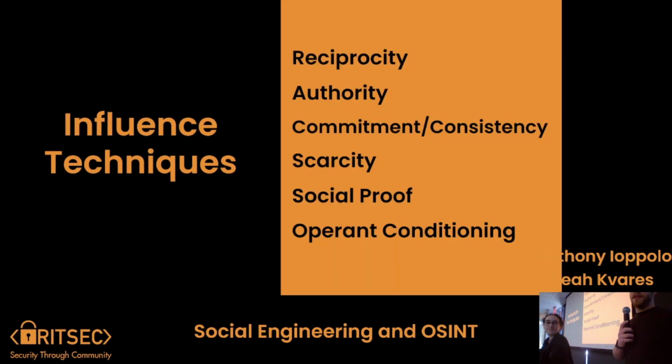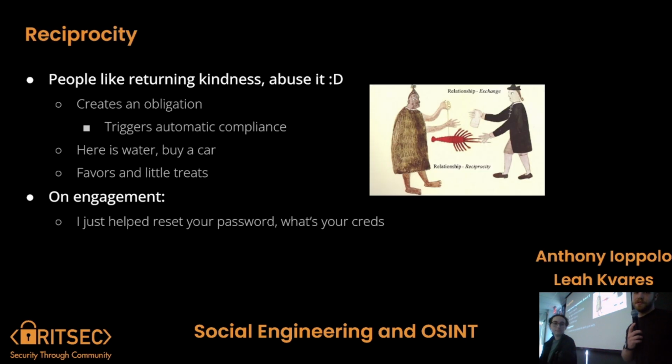So there's basic ones that human nature kind of revolves around, like reciprocity. A lot of these are going to be similar to the rapport techniques, but these are actually getting people to act on different things. It's like authority, commitment, scarcity, social proof. These are all just screwing with human psychology to get them to do what you want. So the first one is reciprocity.